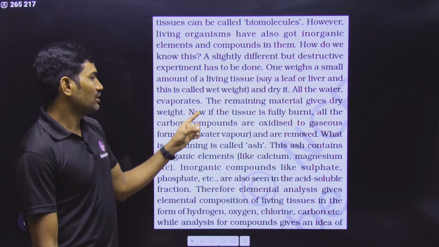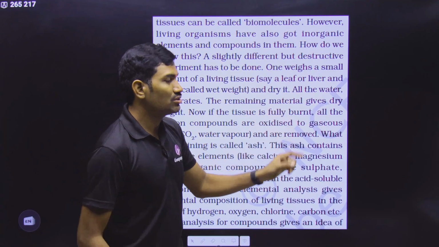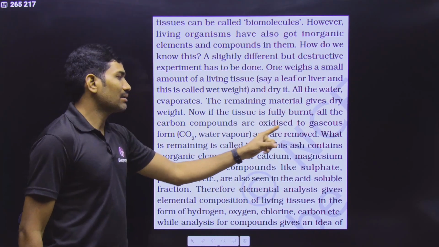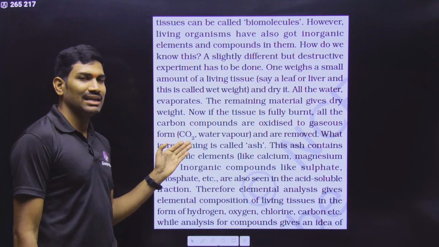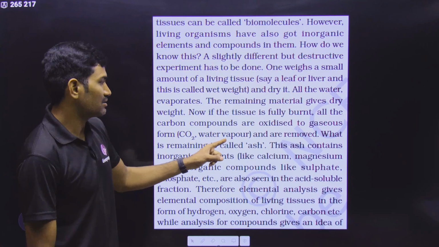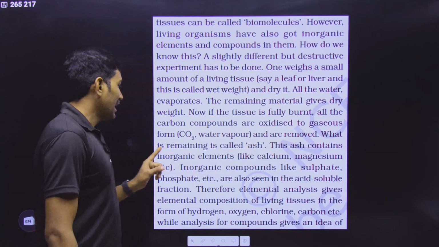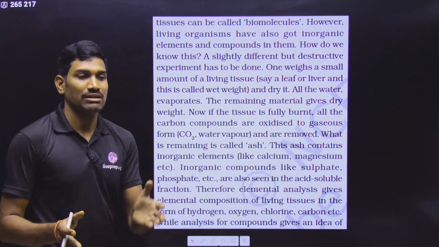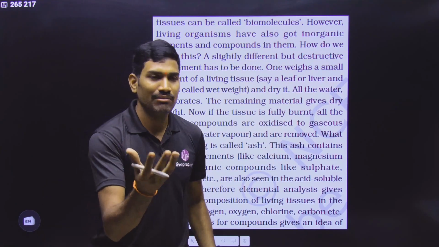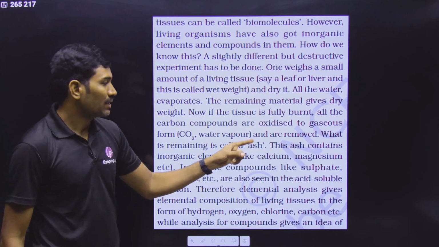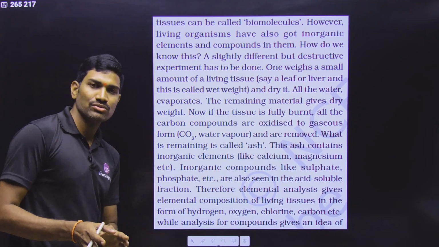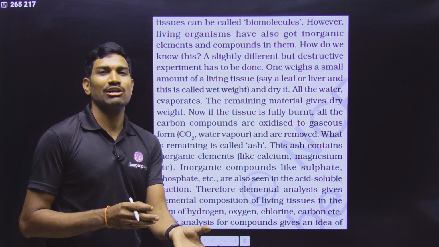Yes. Next one. Now, if the tissue is fully burned, suppose you are burning this tissue now, what happens? All the carbon compounds are oxidized to gases like CO2 and water. Carbon compounds are removed in the form of gases. What is remaining is called ash. After removal of the carbon compounds, we get some powder, and that remaining is called ash. This ash contains inorganic elements and compounds.